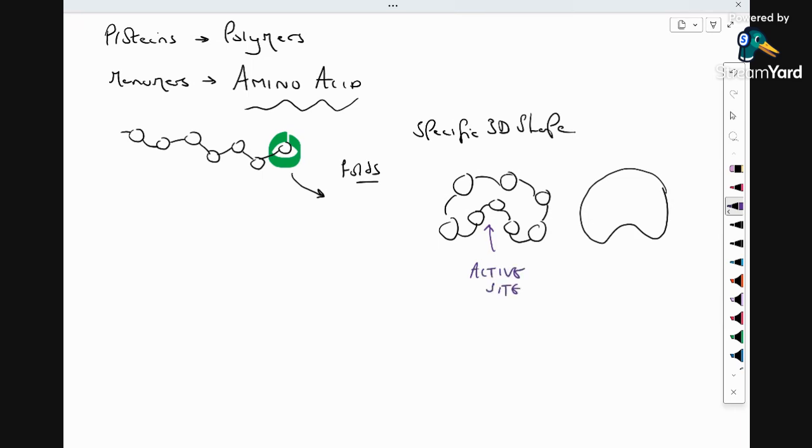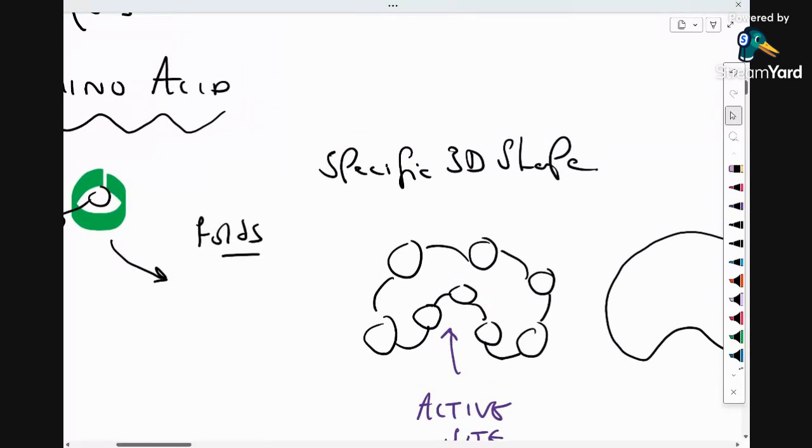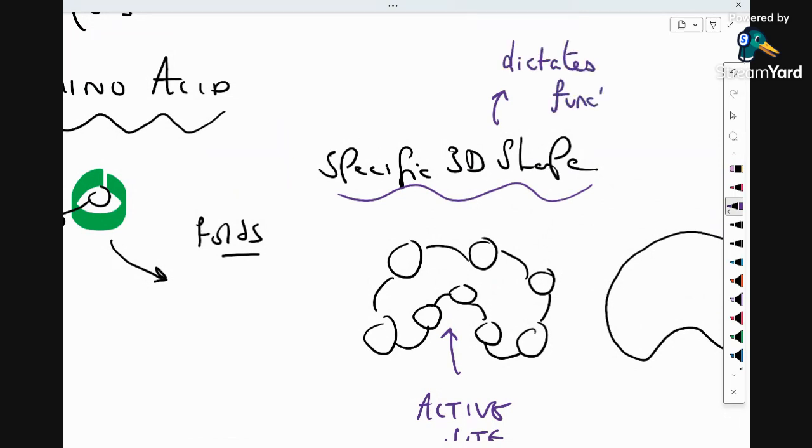And it's the specific shape of the active site that dictates function. And that's a really important theme for the next topic, which is that this 3D shape dictates the function of the protein. That's really an important message here.